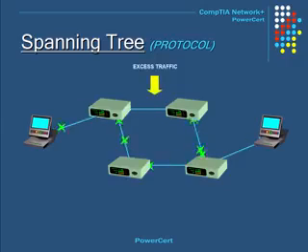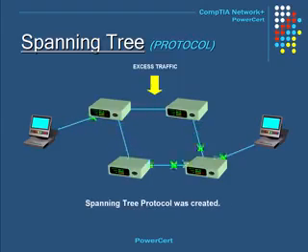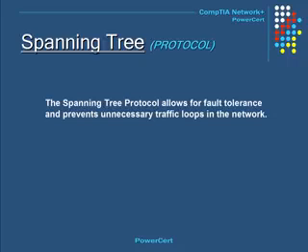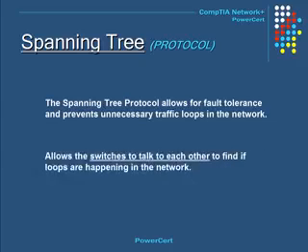These loops can happen when there are multiple active paths between the destinations. And when this happens, it can slow down the network because of the excess traffic. So to solve this problem, the spanning tree protocol was created. The spanning tree protocol allows for fault tolerance and prevents unnecessary traffic loops in the network. And it does this by allowing the switches to talk to each other to find if loops are happening in the network.